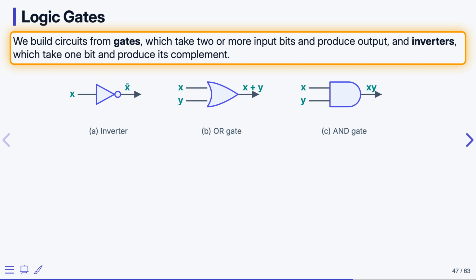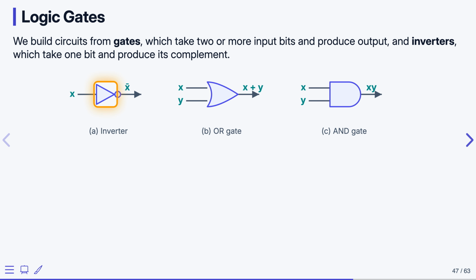We build every circuit from two kinds of part. A gate takes two or more input bits and produces one output bit. An inverter takes a single bit and produces its complement. The first shape is the inverter, also called the NOT gate. It takes one input x and gives back its complement, bar x. The little bubble on its tip is what marks a complement. Watch for that bubble.